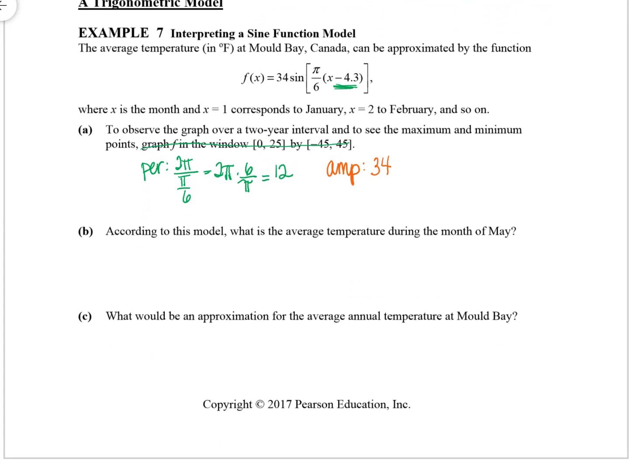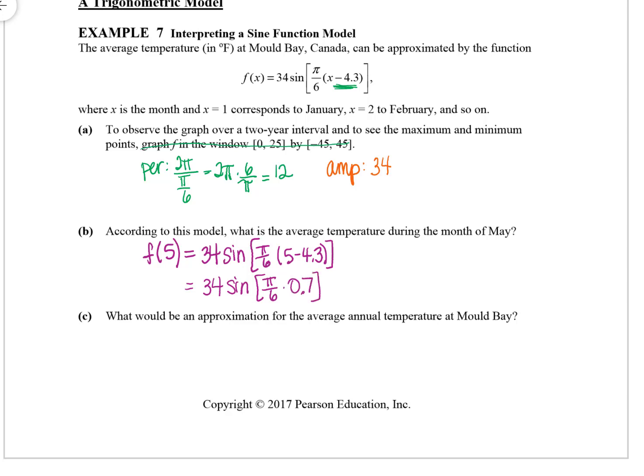Part B. According to this model, what was the average temperature during the month of May? Well, if x equals 1 corresponds to January, May is the 5th month, so for this one we're going to find f of 5. So 34 times sine of pi over 6, replacing the x with 5, and I'll just simplify the inside of the parentheses. 5 minus 4.3 is 0.7.